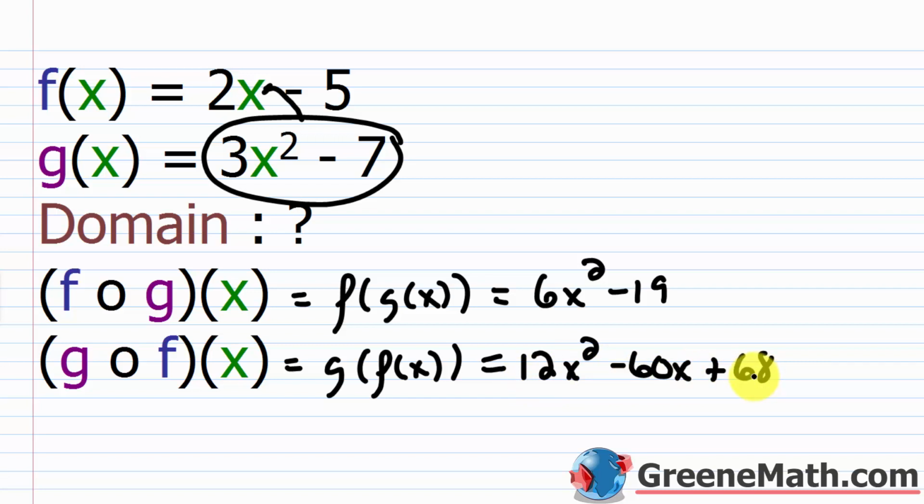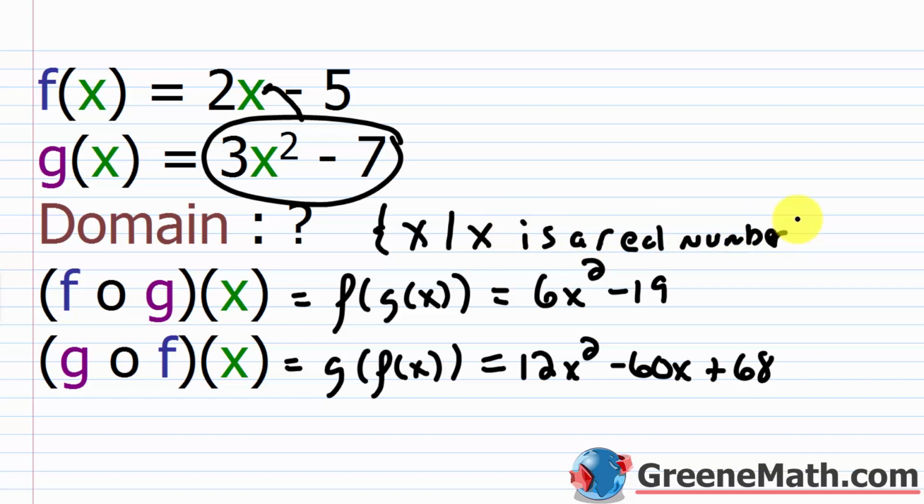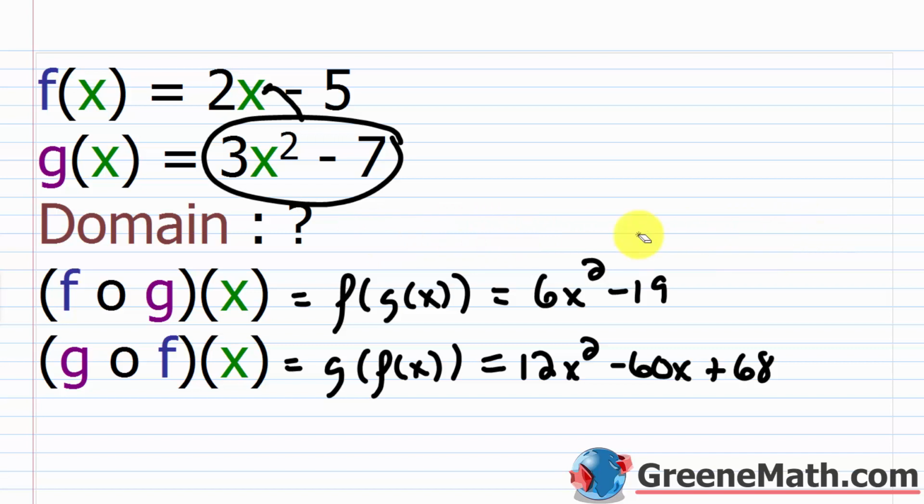So the domain in each case, we could just say the set of all x such that x is a real number. You could do it like that. Or again, you could do it in interval notation. For each one, it's the same: from negative infinity to positive infinity, all real numbers.